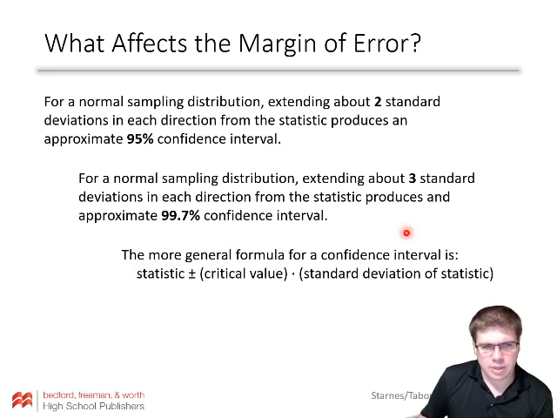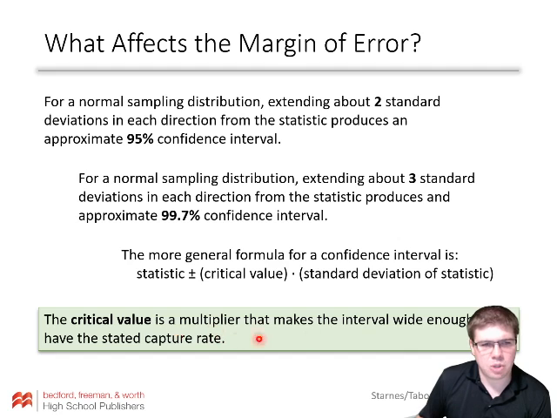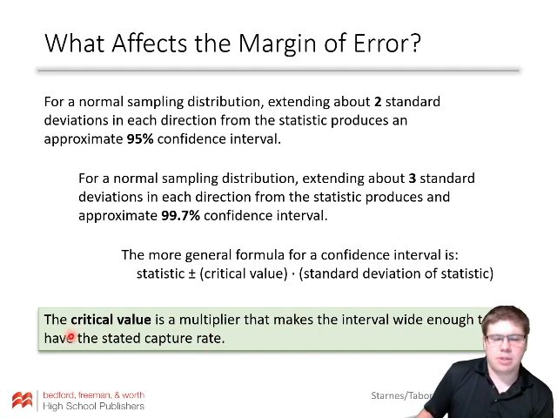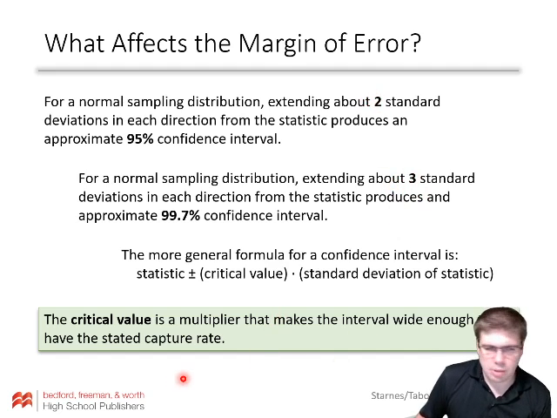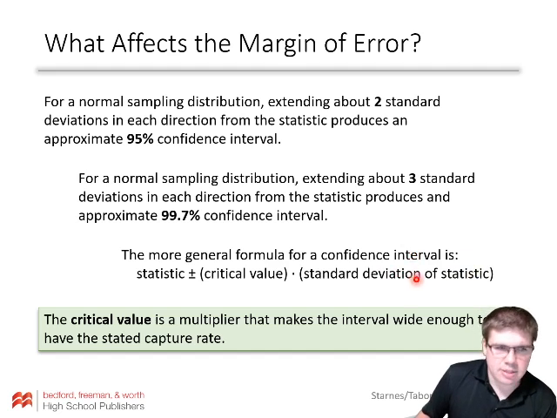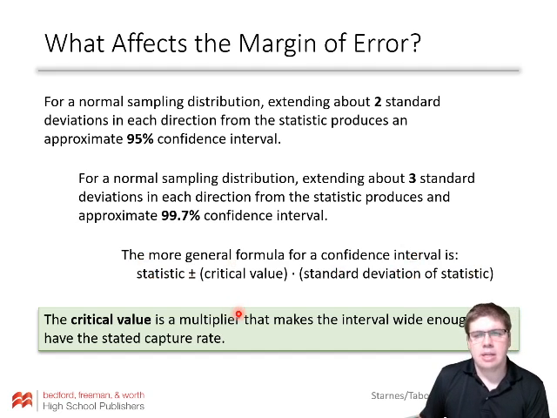So here we're going standard deviations above and below. That's what the critical value is. The critical value is the multiplier that makes the interval wide enough to have the stated capture rate. So in the first example, the critical value would be 2, and in that one it would be 3. But maybe my critical value ends up being 2 point something. I need to go 2 point something standard deviations of the statistic away from that statistic to have that appropriate capture rate.